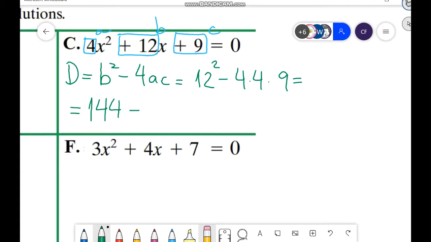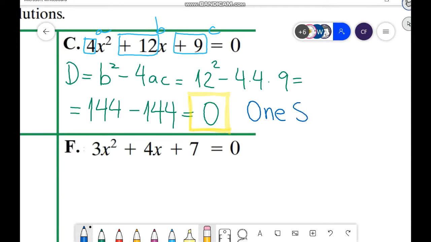12 squared is 144. Negative 4 times 4, 16. 16 times 9, 144, yes. Now, 144 minus 144 equals 0. So, yes, Makina, that's right. This equals 0, but the conclusion is only 1 solution.